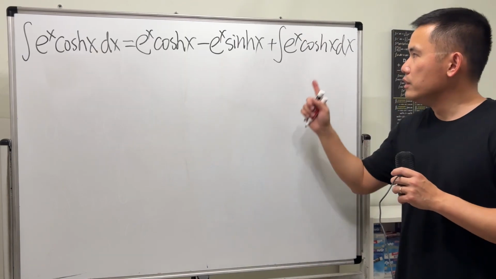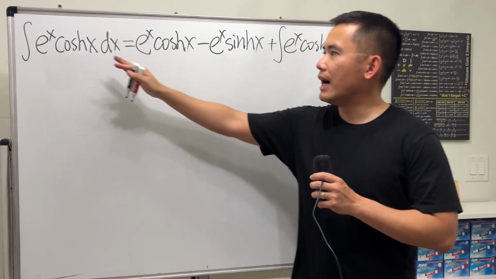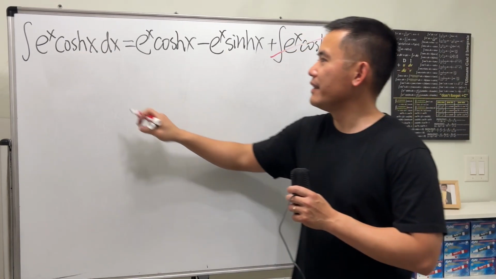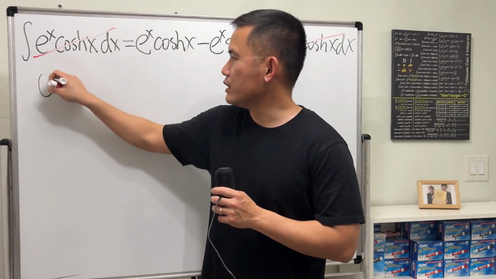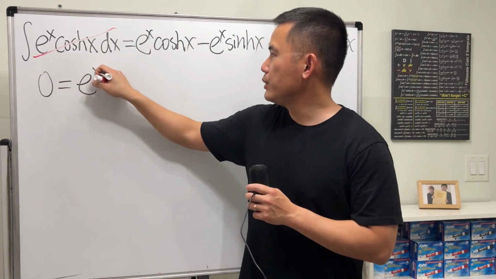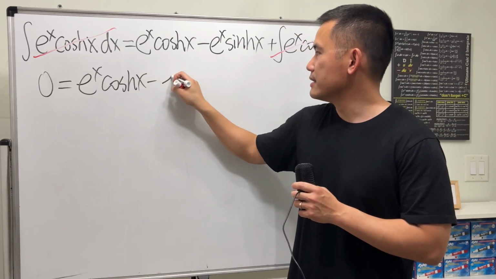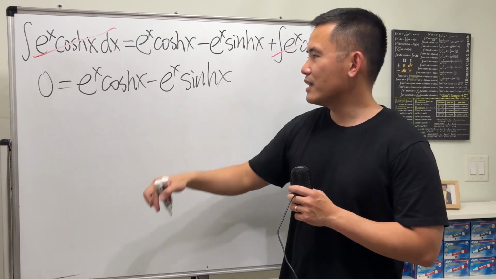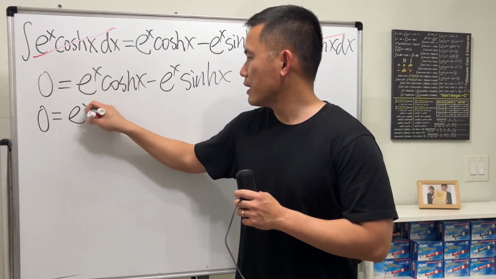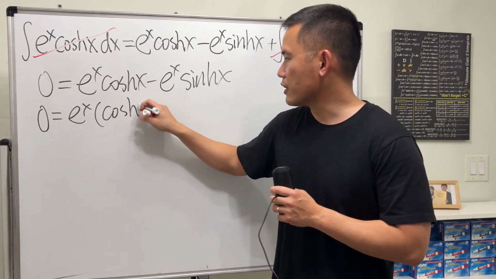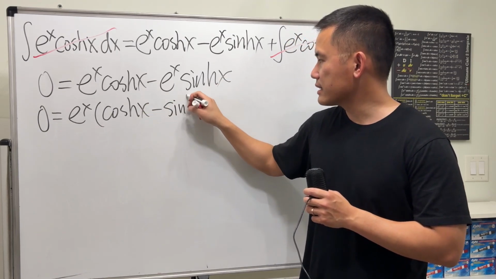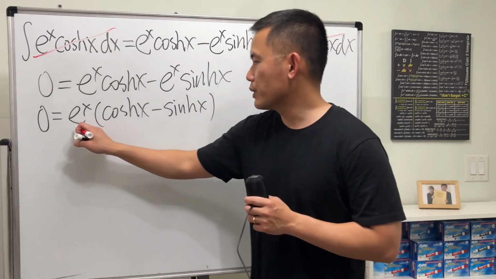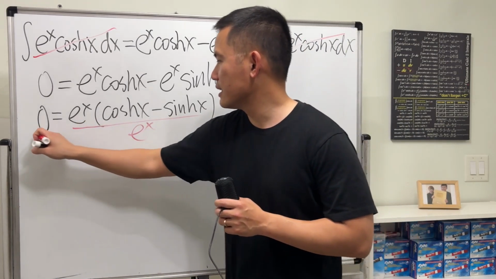Now here's the deal. Notice we happen to have this integral on both sides. So if we just subtract them, of course this and that will cancel, and we'll just end up with 0, and that's equal to this right here. e to the x cosh of x minus e to the x sinh of x. Okay, factor out e to the x right here, and then multiply that with cosh of x minus sinh of x. Now, we know that e to the x is not equal to 0, so we can just divide both sides by e to the x.